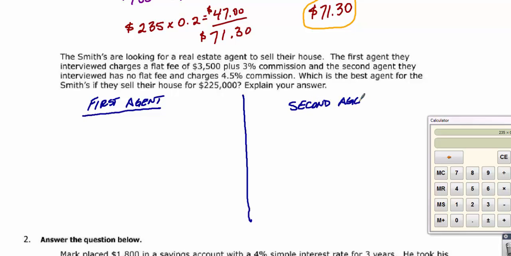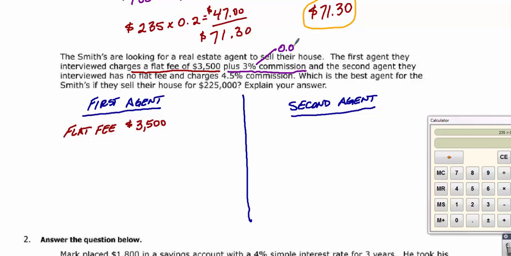and we have the second agent. And the first agent charges a flat fee of $3,500. So there's a flat fee of $3,500. And plus they charge a 3% commission, 0.03. Now they charge that commission on the sale price of the house.